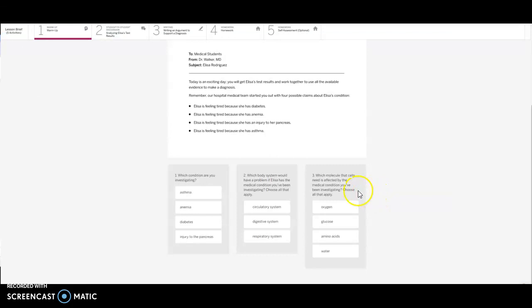If you're still here with me, number 1 on your warm-up, please make sure you click the one that you have been investigating. Decide what area of the body that condition would affect, and then make sure you click the molecules that would be affected by that condition.